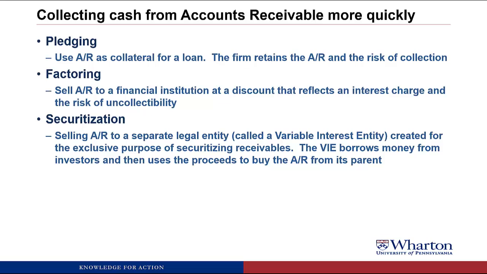Under securitization, the company sells the accounts receivable to a separate legal entity called a variable interest entity that's created for the sole purpose of securitizing the receivable. The VIE then borrows money from the investing public and then uses the proceeds to buy the accounts receivable from the parent. It's actually just like the first two methods. Instead of borrowing from a bank, you're borrowing from anyone in the investing public that wants to buy a share of the securitized receivable.